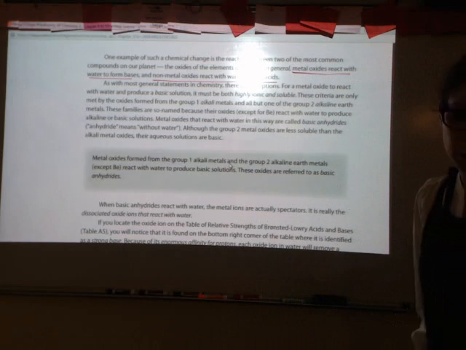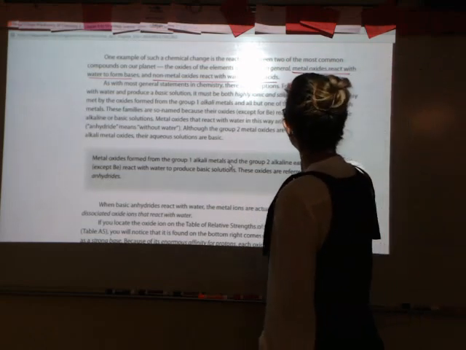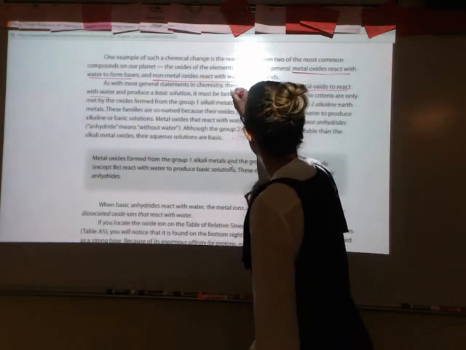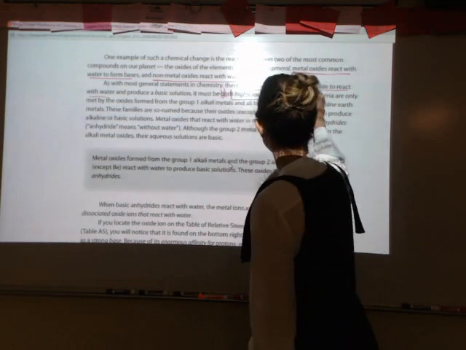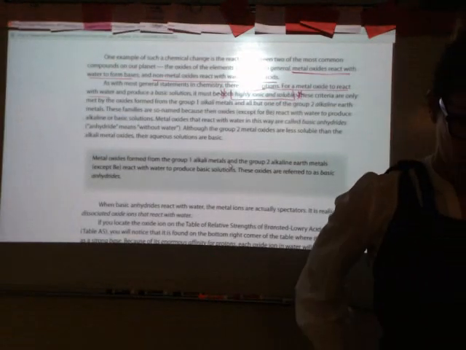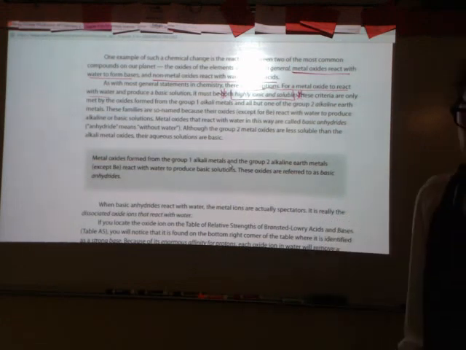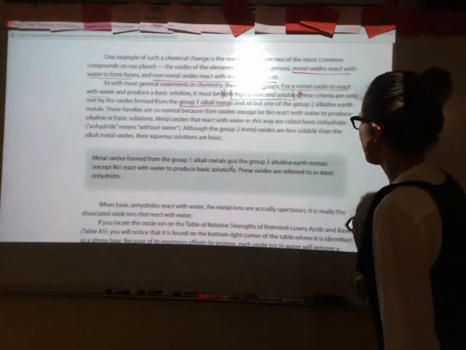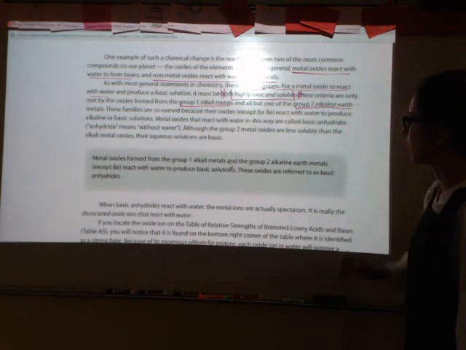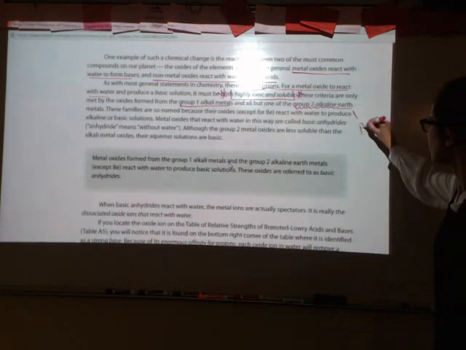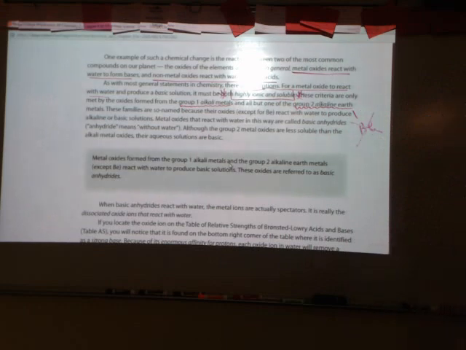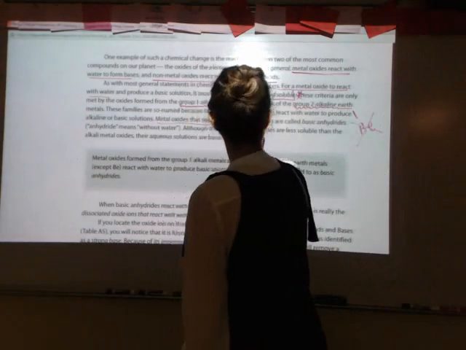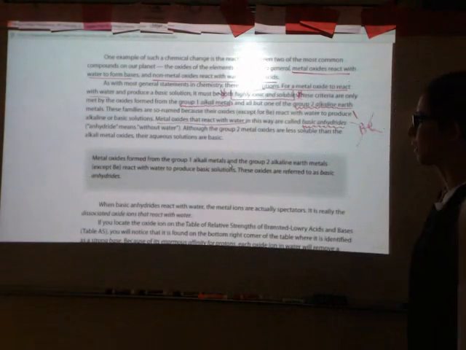Now, there are some exceptions. For a metal oxide to react with water to produce a basic solution, it has to be both a highly ionic and soluble substance. Okay, this is only met by certain oxides formed from group 1 alkali metals and all but one from group 2 alkaline earth metals. So this would be beryllium, which is excluded. Metal oxides that react with water this way are called basic anhydrides.